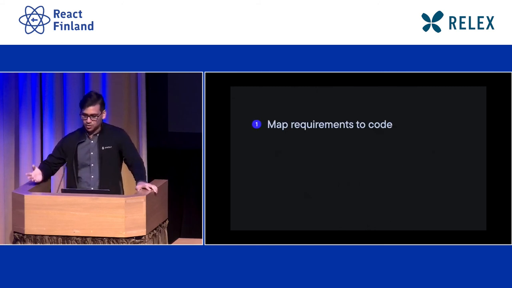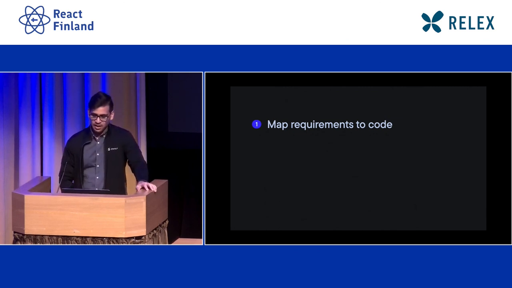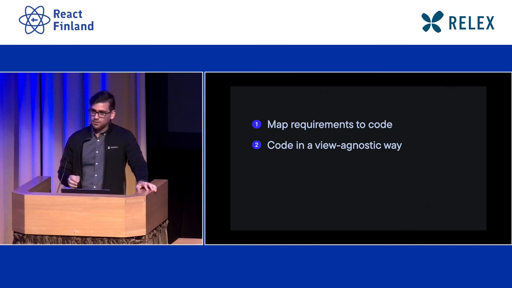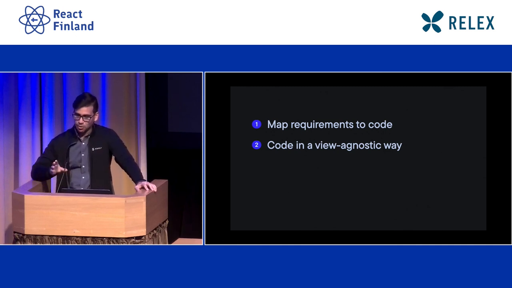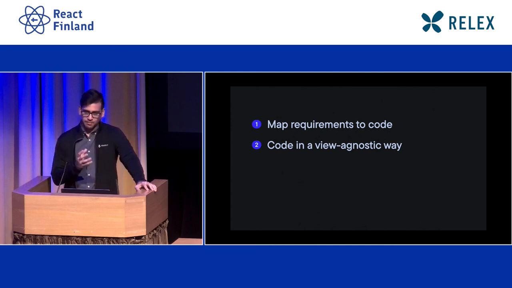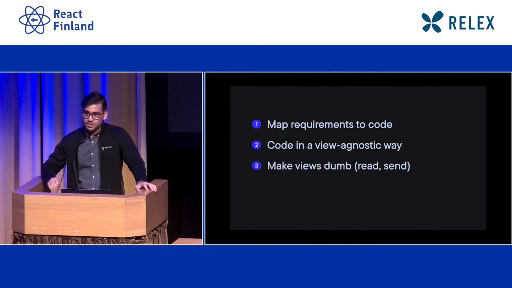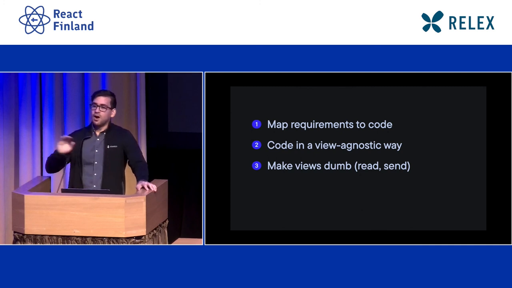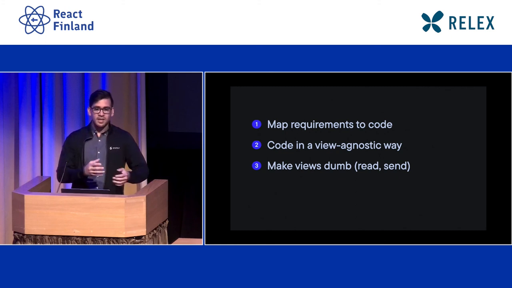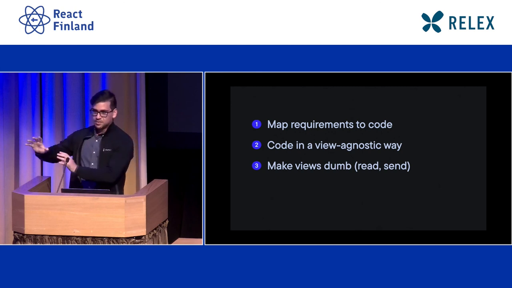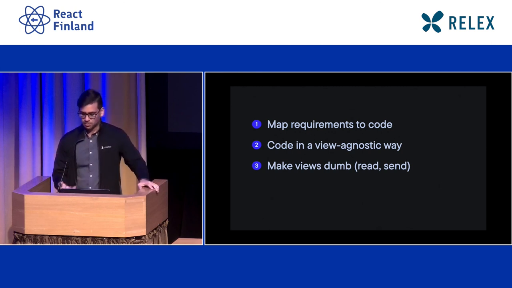So you could map your requirements to code. This is what I would suggest for whatever state management solution you choose. Basically have a very clear mapping of the user stories to code. Code in a view agnostic way, even if you don't plan on changing state management libraries or changing frameworks or anything, just code in a view agnostic way. It really helps you enforce that separation. Make your views dumb. We've heard about smart and dumb components. Make all of your components dumb, because your components should just be things that read state and that send intentions from the user to some store or stores, whether you're using single or multi-store.